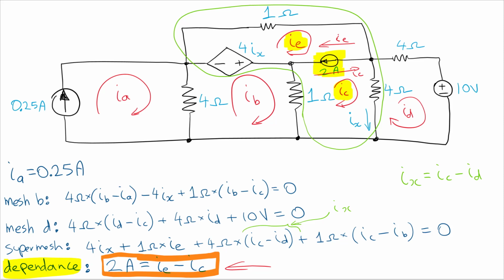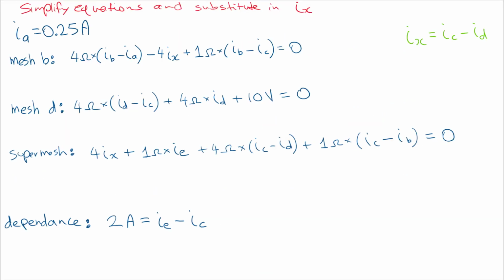Okay, so now what do we do? Well, we have a system of equations now, and now we have to do some mathematics to analyze it. So what we're going to do is simplify the equations and substitute in our relationship for Ix. We're going to go step by step. We already have the relation for IA. We knew that it was 0.25 amps, and we're going to do mesh B.